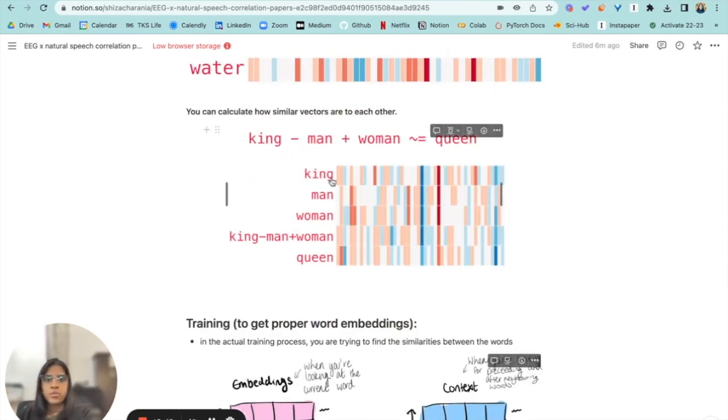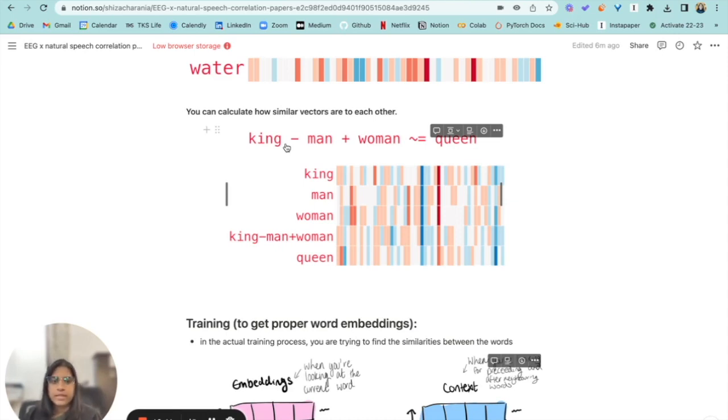So if you were to do the king feature vector minus the man feature vector plus the woman feature vector, you could basically take those shades, do arithmetic with them, and then you could get something along the lines of queen. And it kind of makes sense, right? Because if you have a king, you take out the man side, and then you have the woman side instead, then you basically have a queen. So that's essentially how it would work.